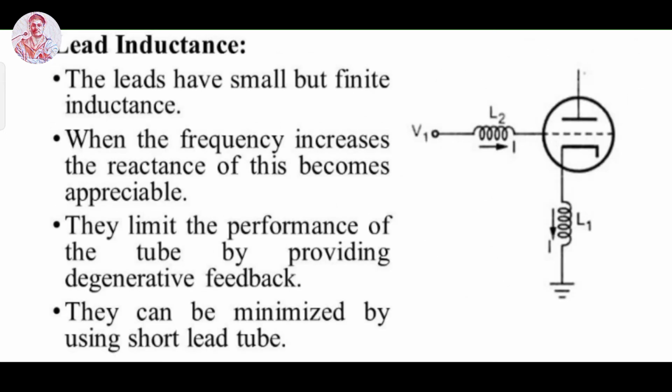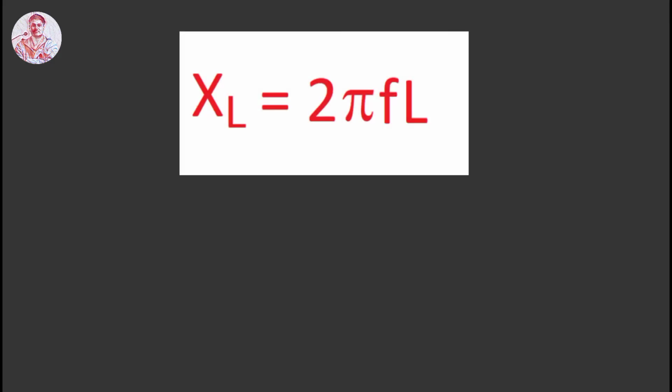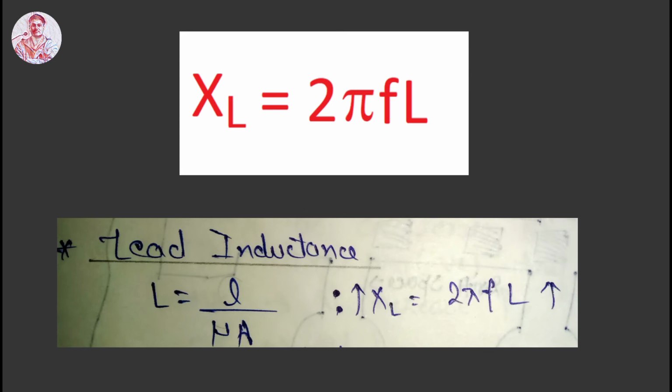The second limitation is lead inductance. The leads have small but finite inductance. When the frequency increases, the reactance of this becomes appreciable. They limit the performance of the tube by providing degenerative feedback. They can be minimized by using short lead tubes. By the formula of lead inductance, you can see that capital L is equal to small l over mu into A. To decrease lead inductance, increase the area and decrease the length.